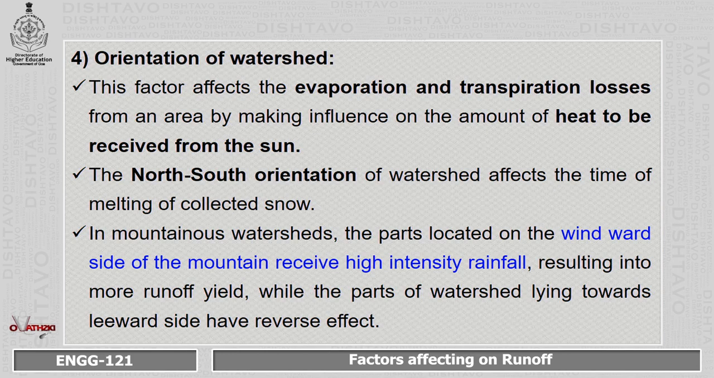In a mountain watershed, the parts located on the windward side of the mountain receive very high intense rainfall. Suppose you take the example of Mahabaleshwar in Maharashtra, there is more rainfall due to these conditions, resulting in more runoff yield, while the part of the watershed lying towards the leeward side has the very reverse effect, like Panchgani, Wai. That area will have very less rainfall due to this orientation condition.